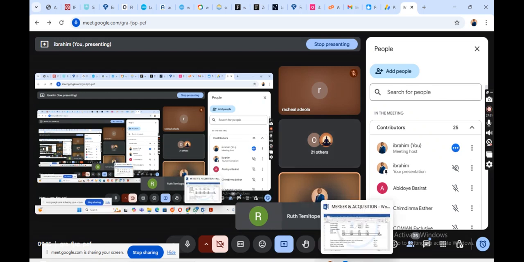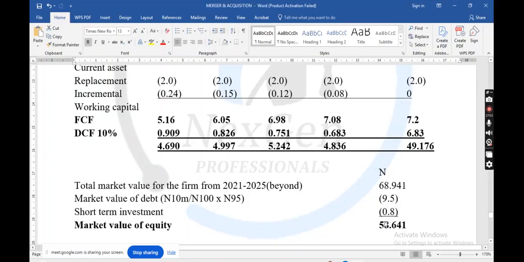So please, the short-term investment is treated as what? As current assets. So therefore, it is not a debt instrument, right? It is an asset to the company. It is what they have. It is an asset to them. It is not a debt instrument.